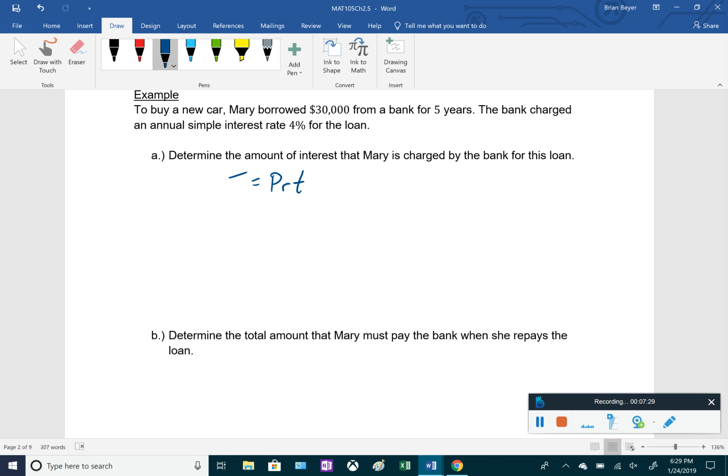We're looking for I, because we're looking for the interest. We're given everything else. We're given the principal. The principal is P, which is 30,000. I'm going to leave out the dollar sign. We're given that it's over a 5-year period, so T is 5. We're given the interest rate of 4%. So here's something you have to keep in mind. We need to convert that to a decimal. 4% as a decimal is 0.04. Make a little note. You always need these as decimals.